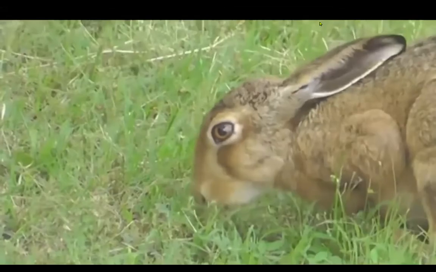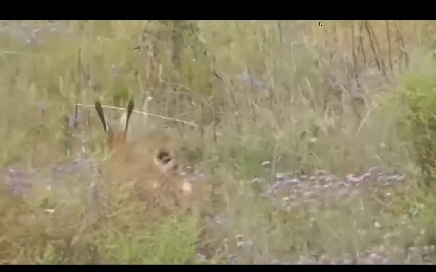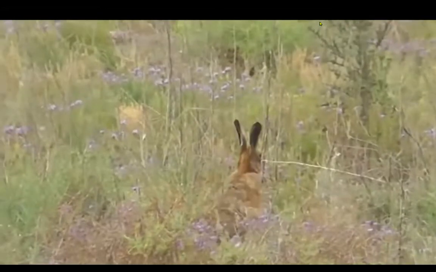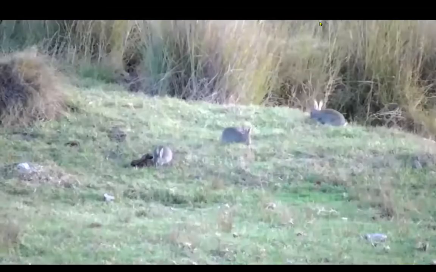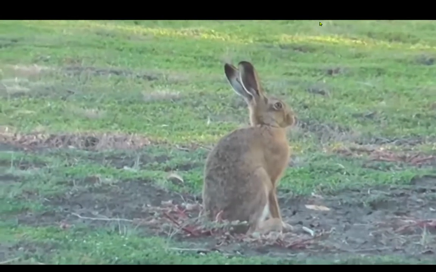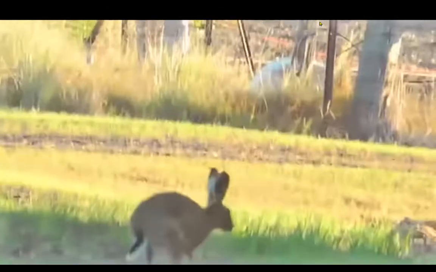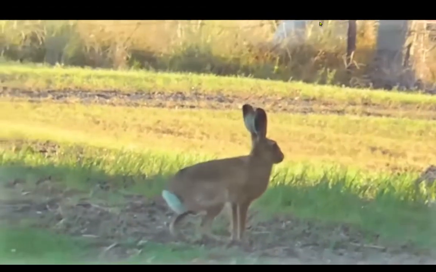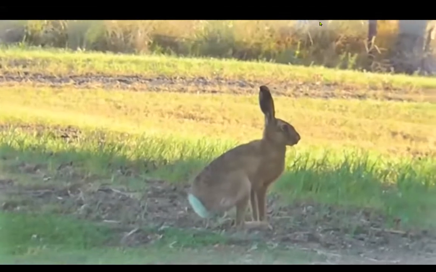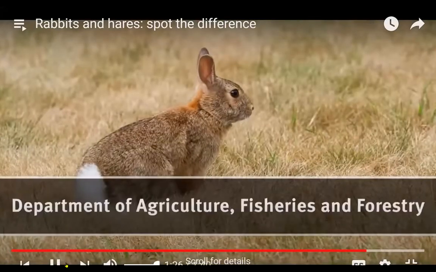Rabbits don't. When disturbed, hares hold their tails low so that the black upper surface shows, but rabbits lift their tails to show the white undersurface. Hares are solitary except when breeding, while rabbits live in groups. Knowing how to spot the difference between rabbits and hares will make it easier to manage rabbits on your property. That's a whole different story.